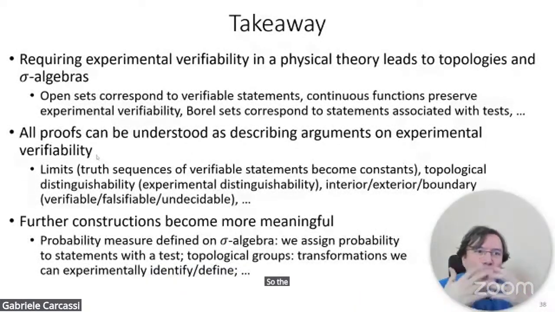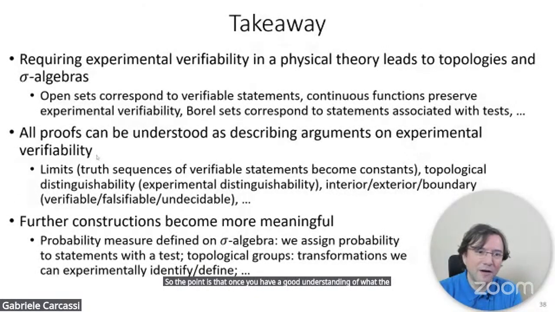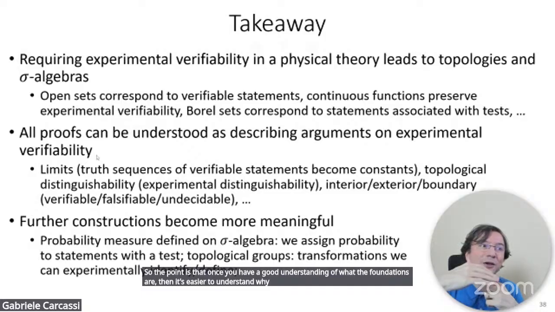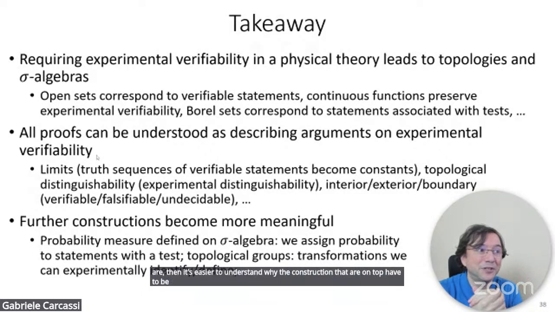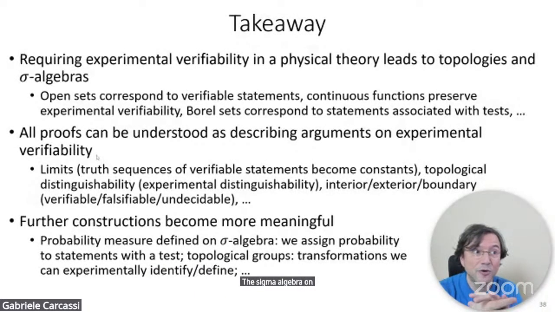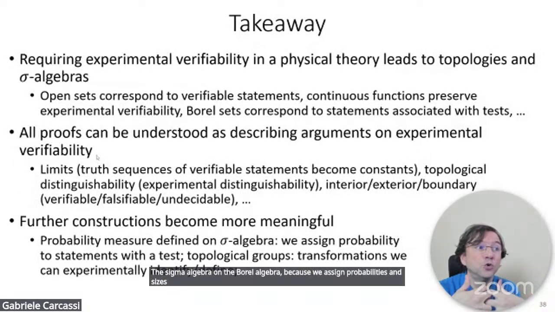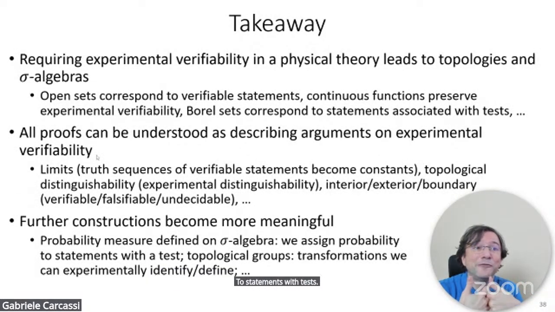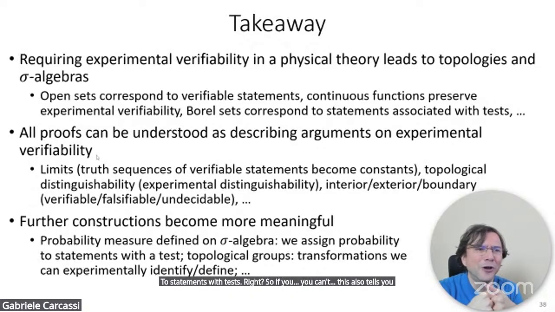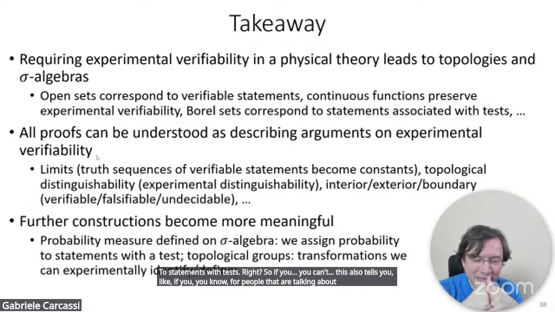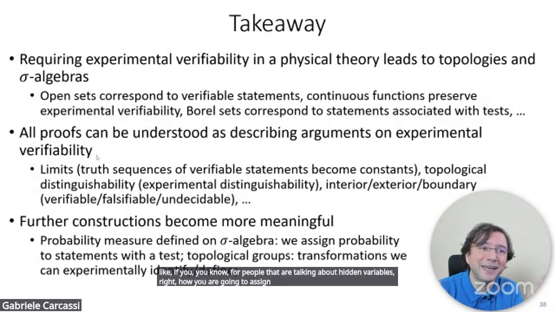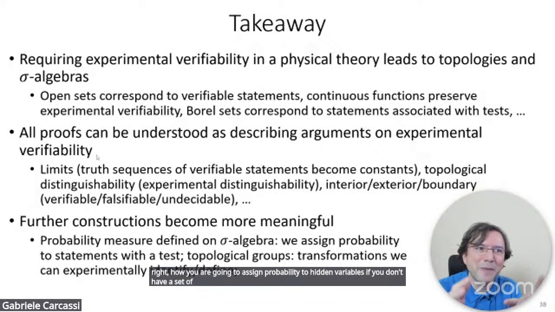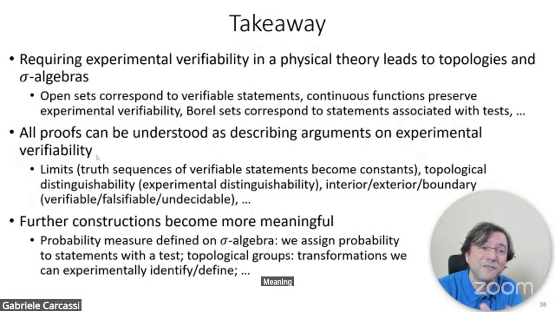So the point is that once you have a good understanding of what the foundations are, then it's easier to understand why the constructions on top have to be done in a particular way. Probability measures and measure theory in general are defined on the sigma algebra, on the Borel algebra, because we assign probabilities and sizes to statements with tests, right? This also tells you something for people that are talking about hidden variables. How are you going to assign probability to hidden variables if you don't have a set of experimental tests that you can associate them with? What do those probabilities actually mean? It's not what we mean in physics, that's for sure.